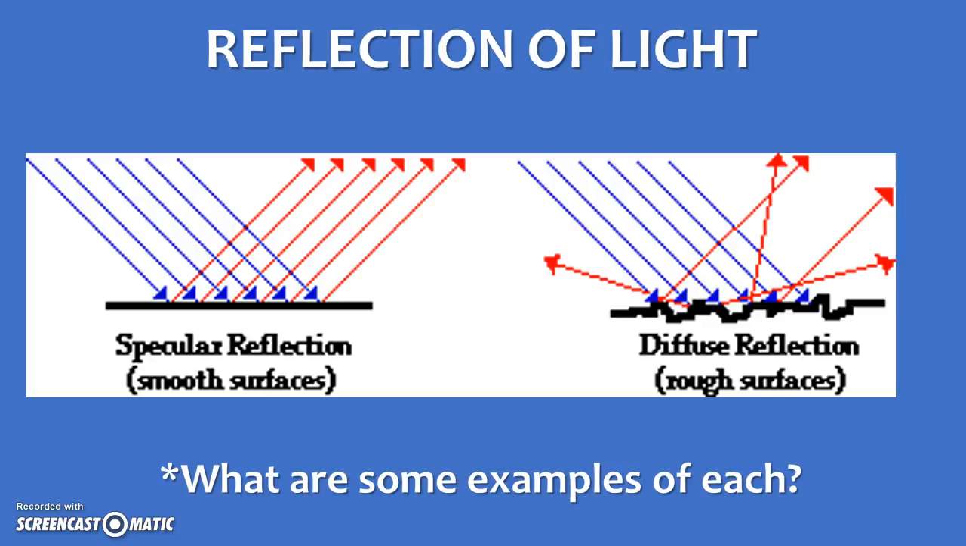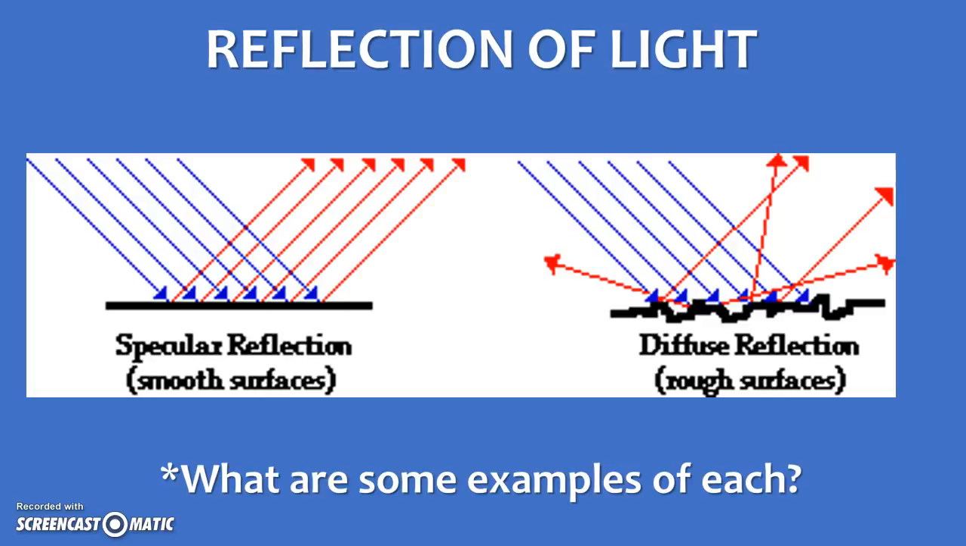Let's start with specular. Specular would be the rays going off of a basketball court, outside basketball court? Would be an inside basketball court too. What about a mirror? Oh yeah. A mirror would be a good example of specular reflection because it's a really smooth surface. Yeah. Now, diffuse reflection is mostly all types of reflection because most surfaces aren't perfectly smooth.